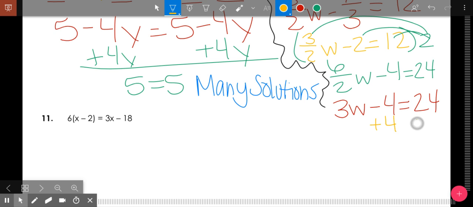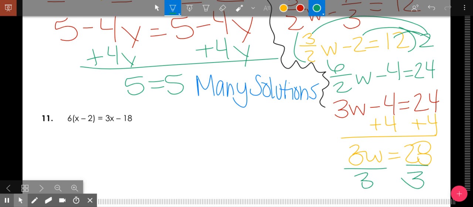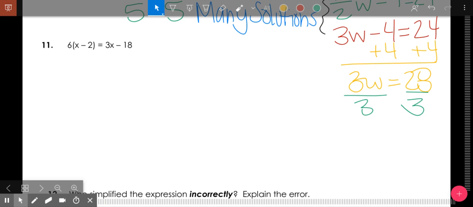Add 4. You get 3w equals 28. And then divide by 3. You do get a fraction, you guys, and that is more than okay. You can feel free to leave it in fraction form. So w equals 28 divided by 3.